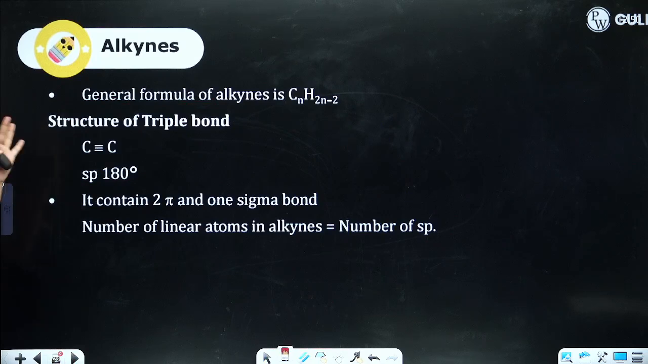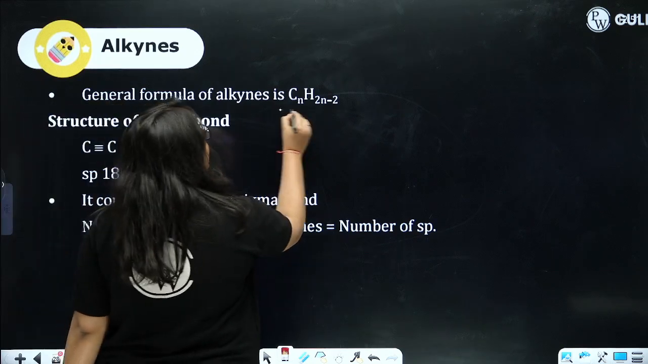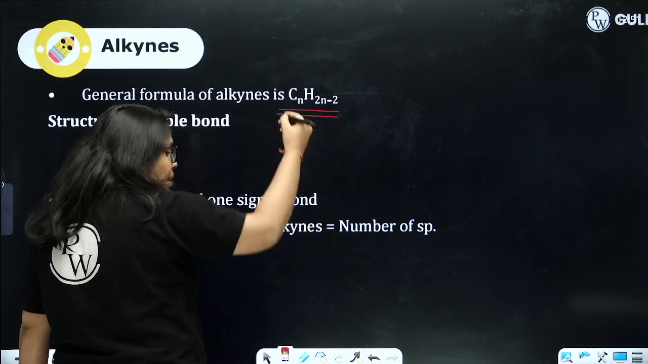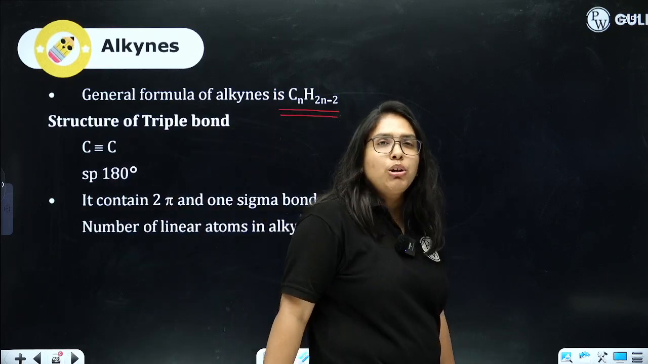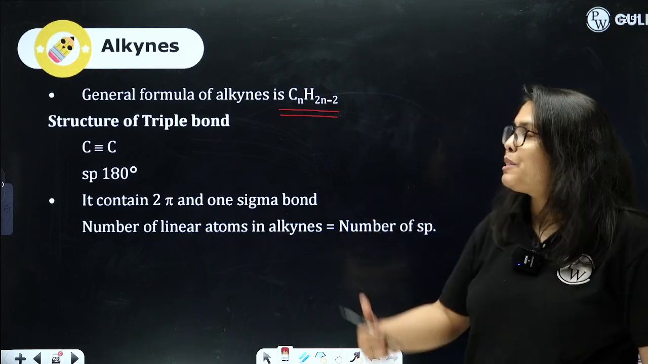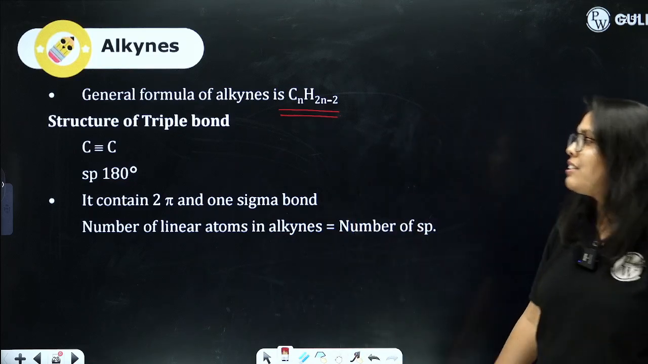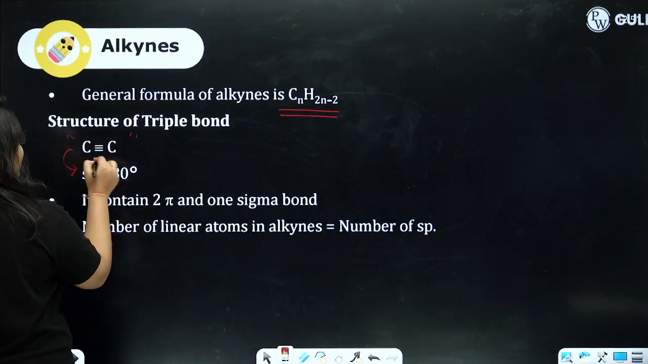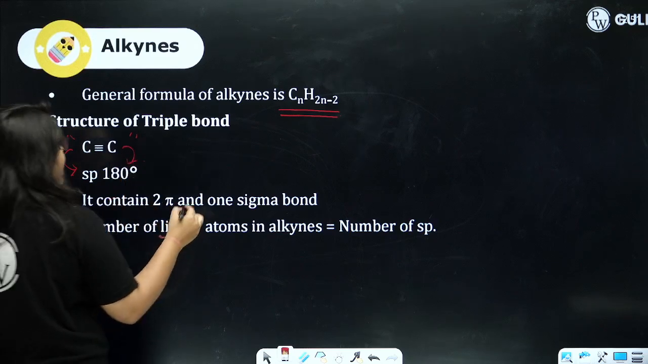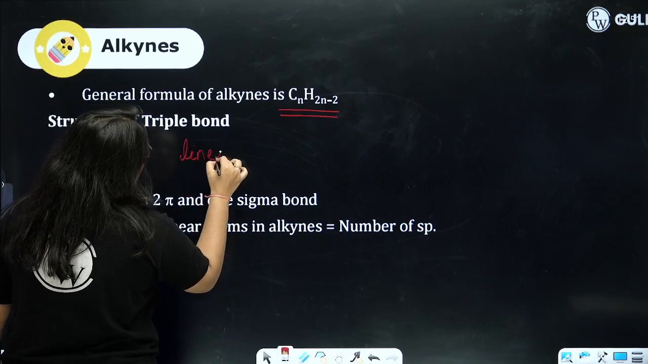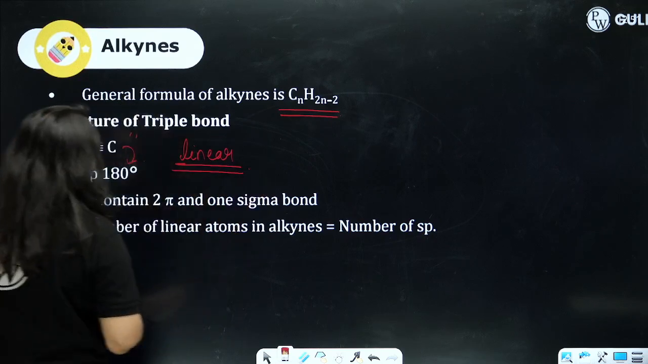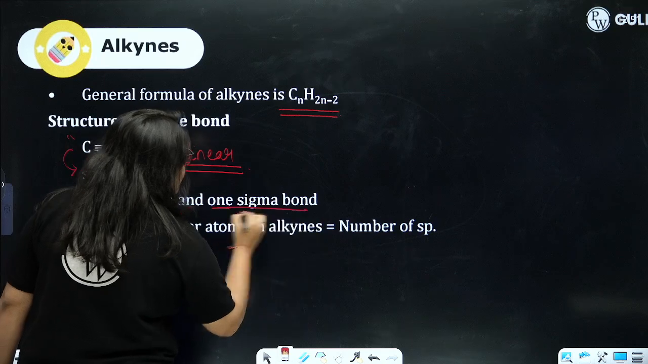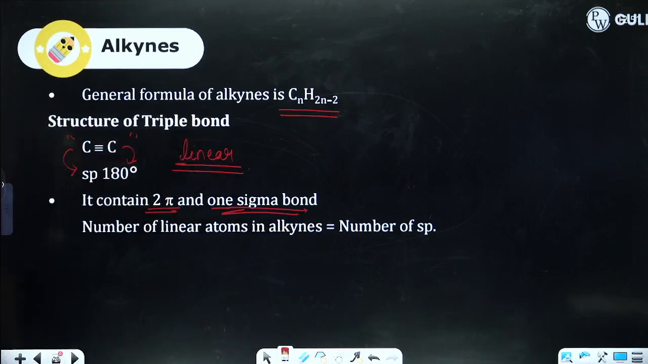Now, let's talk about alkynes. The general formula of alkyne is CnH2n-2. That is, maximum unsaturation is over here. For a given number of carbons, the least number of hydrogens is present in the case of alkynes. And they have a triple bond. Their hybridization is sp and the angle between them is 180 degrees. And their geometry is linear. They have 2 pi bonds and 1 sigma bond. The number of linear atoms in alkynes is equal to the number of sp orbitals.